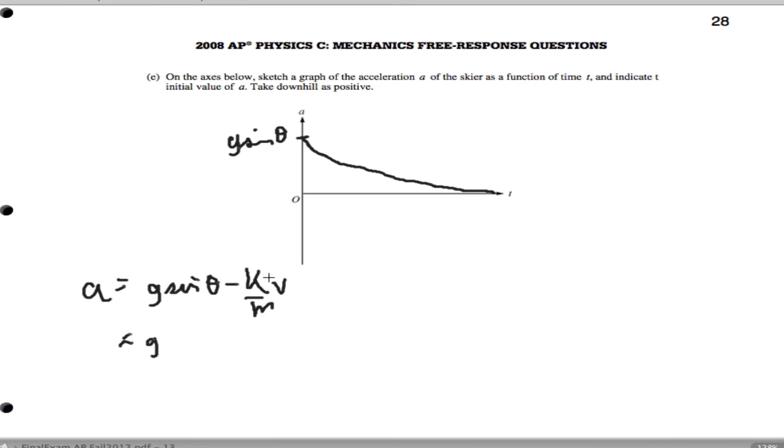I think when I actually put in the value for v, I'll end up getting something like g sine theta times 1 minus e to the negative k t over m as my acceleration. And so this is an exponentially dying off function.